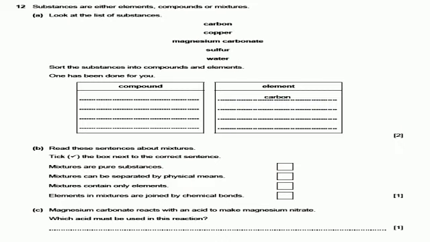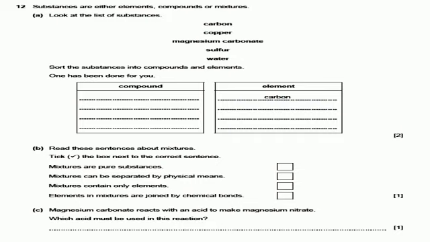Question 12. Look at those substances. He wants you to sort them into compounds and elements. The compounds will be magnesium carbonate and water. The elements will be carbon, as he wrote for you, copper, and sulfur. Question B. Tick next to the correct answer. Mixtures can be separated by physical means. The second one.